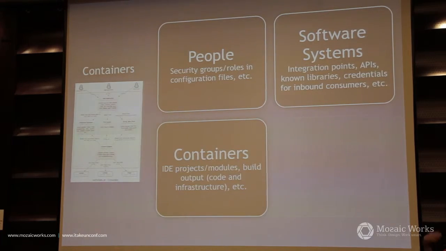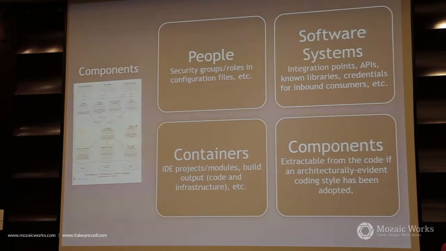Again, this is kind of hard to extract from the code, isn't it? What about components? Can we automatically generate a component diagram from the code? Yes. If we're adopting an architecture we have an encoding style, we can extract those concepts from the code. So this is actually the one thing we can get from the code if we start out creating the code in a way that's structured, like the way we think.